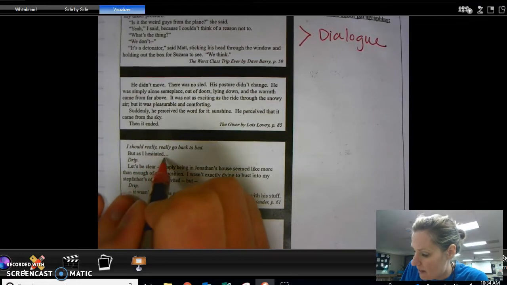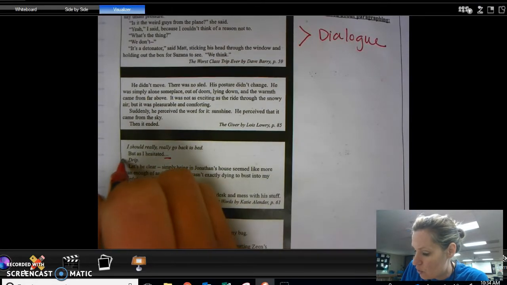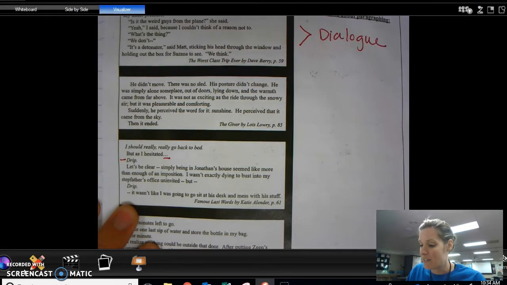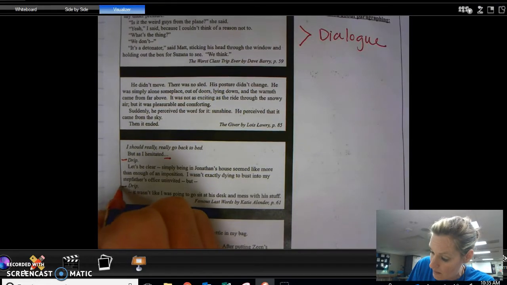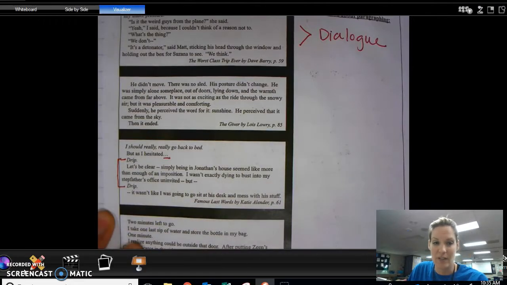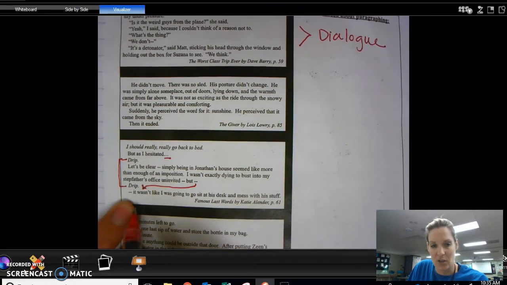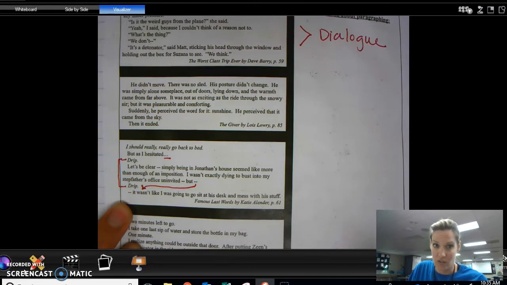But as I hesitated, since she's got these 3 dots, drip. Let's be clear, simply being in Jonathan's house seemed like more than enough of an imposition. I wasn't exactly dying to bust into my stepfather's office uninvited, but drip. Look at that. They're tying this idea of suspense. So not only is it a single word, but it's the same word in both places. And then notice what she did here. It's almost as if the sentence just continues. So like the drip is its own paragraph because it's doing its own thing, but she didn't start this line with a capital, but drip. It wasn't like I was going to sit at his desk and mess with his stuff.